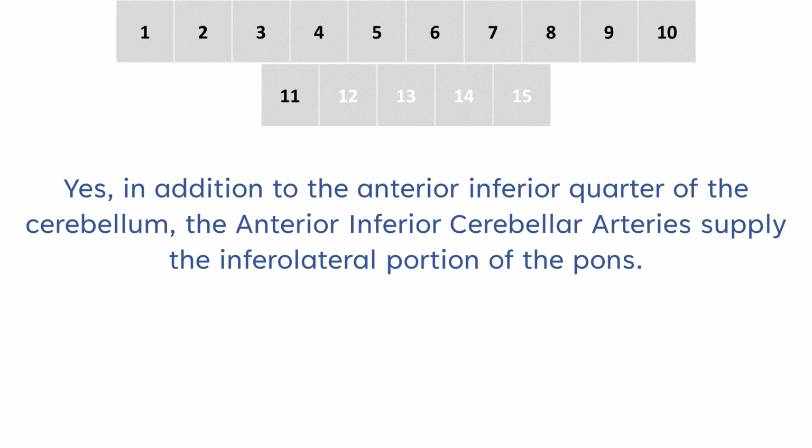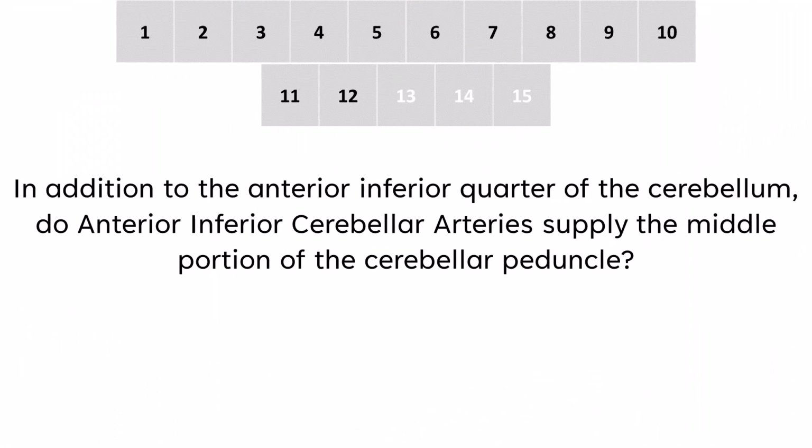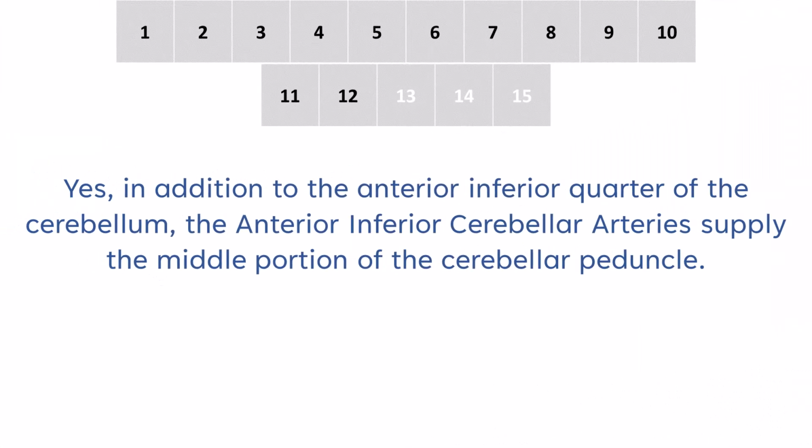of the pons. In addition to the Anterior Inferior quarter of the cerebellum, do Anterior Inferior Cerebellar Arteries supply the middle portion of the Cerebellopeduncle? Yes, in addition to the Anterior Inferior quarter of the cerebellum, the Anterior Inferior Cerebellar Arteries supply the middle portion of the Cerebellopeduncle.